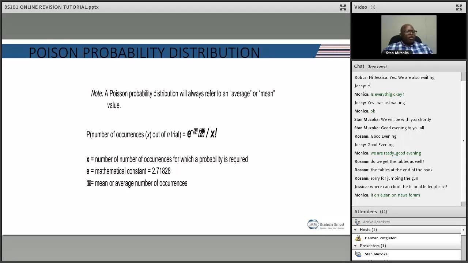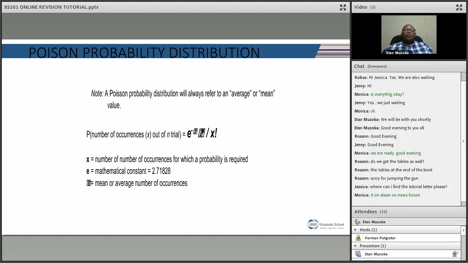Poisson probability distribution. My formula is distorted. I know I promised last time to fix it. It is distorted. I would love you to refer to your textbook and look at page 138. The probability of x is equal to e to the minus lambda, lambda to the x over x factorial.